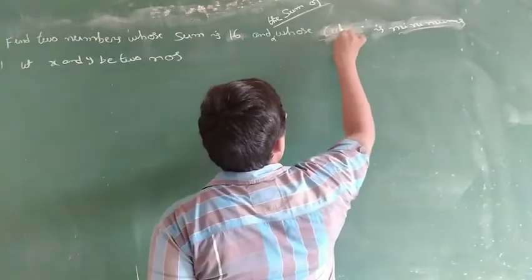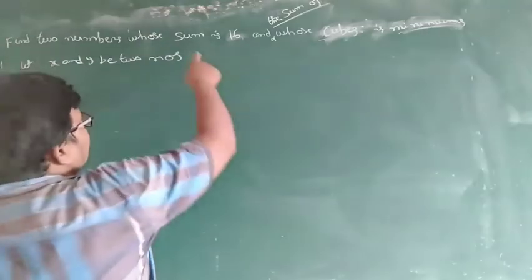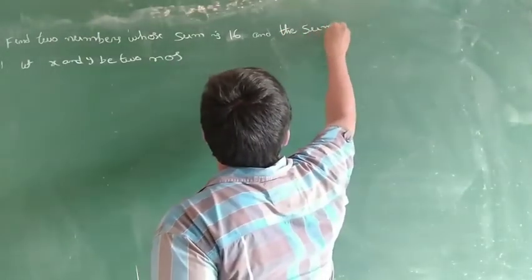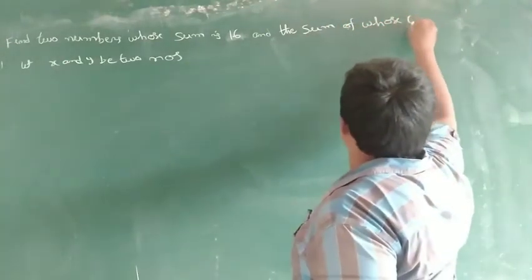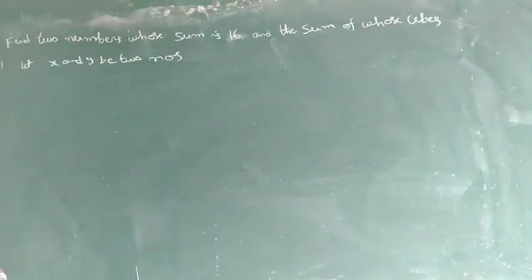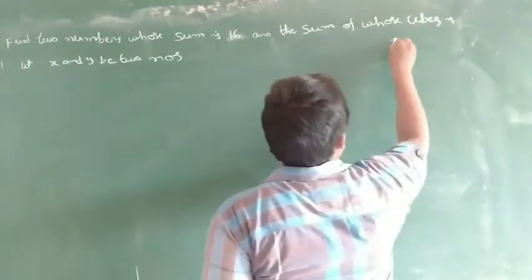Next, third one. Find two positive numbers whose sum is 16 and the sum of whose cubes is minimum. Any doubt about the question?